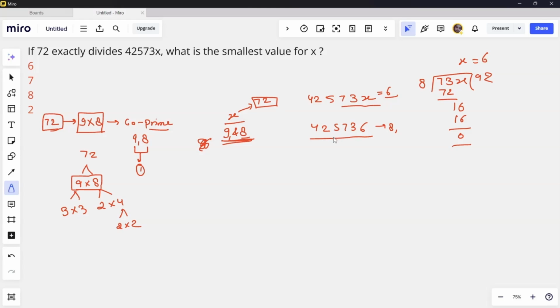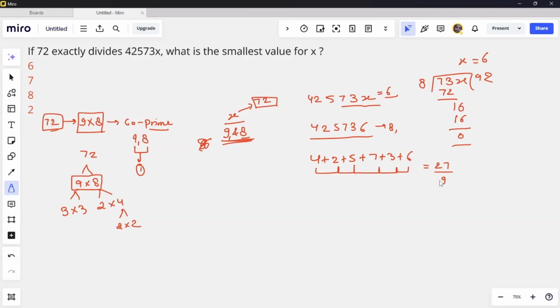Now let's check if this number is completely divisible by 9 or not. So what is the divisibility rule of 9? It is really simple. Sum of all the digits: 4 plus 2 plus 5 plus 7 plus 3 plus 6. Okay, 4 plus 2 is 6, 6 plus 5 is 11, 11 plus 7 is 18, 18 plus 3 will become 21, 21 plus 6 is equal to 27, and 27 is divisible by 9.